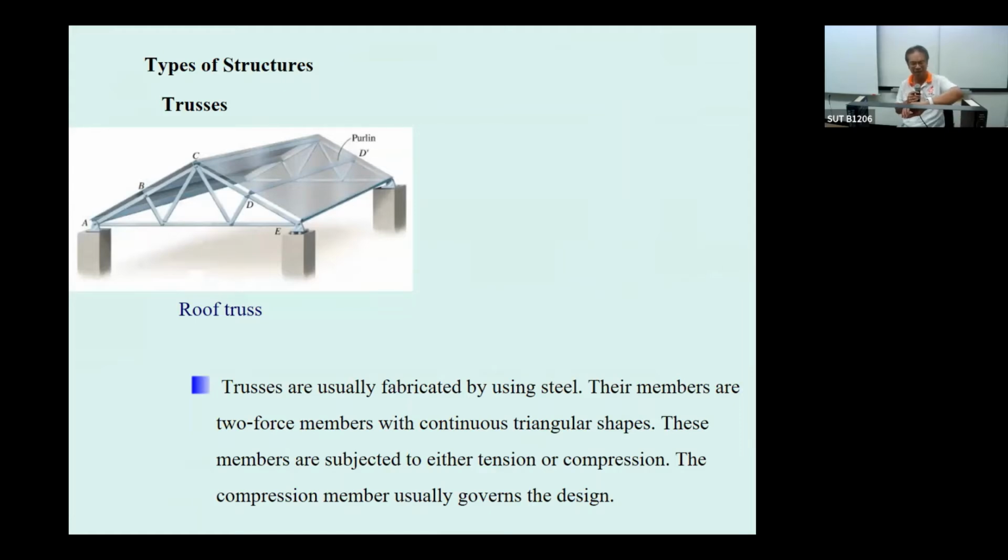The task is very typical. If you are a student staying at SUT, you go to the Salaloi canteen. Take a look at the roof and you will see the truss. The truss is usually fabricated using steel. The members of the truss are two-force members.